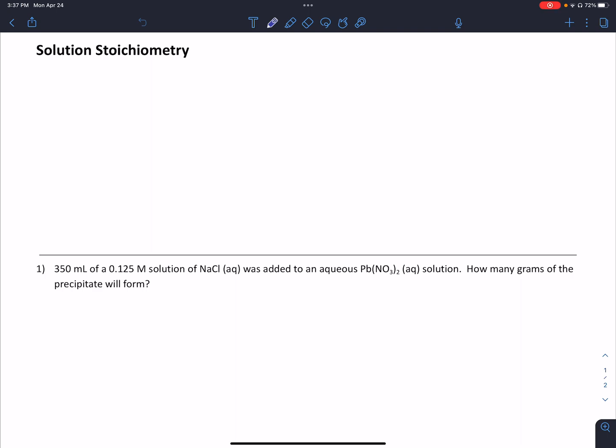This one focused on stoichiometry problems that include aqueous solutions. All right, so a stoichiometry problem we hopefully have learned by now involves reactions. So we're going to need to know what the reaction is. We're going to have to balance it and do all that good stuff.